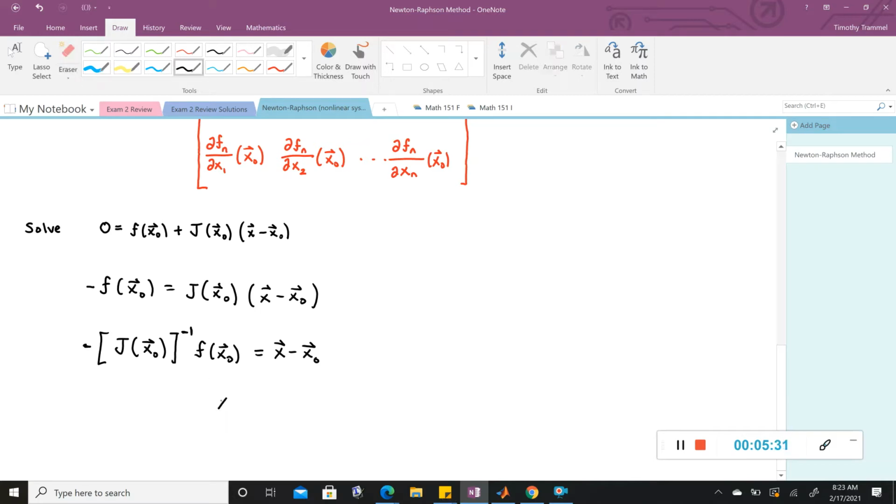This leaves us with x is equal to x naught minus the inverse of the Jacobian times f of x naught. So there's our formula. And our code's actually going to look pretty similar to what it looked like when we did Newton's method in the first place. It's just vectorized here now.